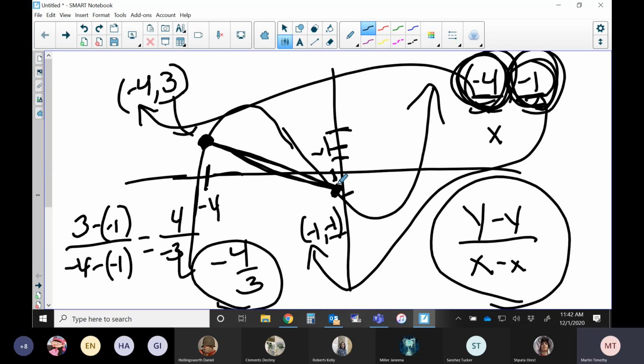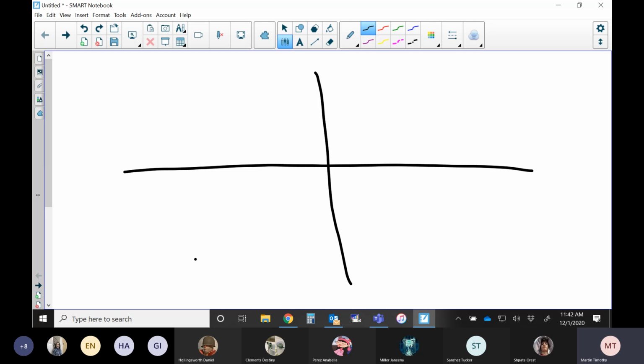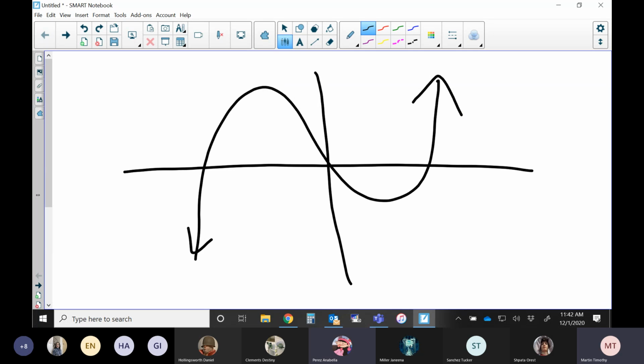Does anyone have questions on average rate of change? It's basically the slope. It is the slope, but we call it the average rate of change. It's for a squiggly line. I can't find one slope here because the slope between these two points is different than between these two points. It's a curve, right? It's not the same. It's not consistent. That's why it's a curve. So we do call it the average rate of change.